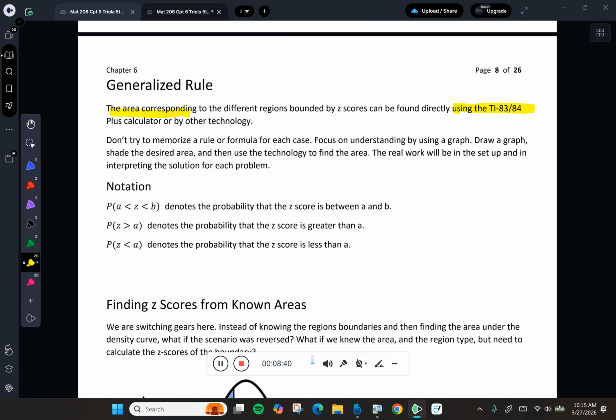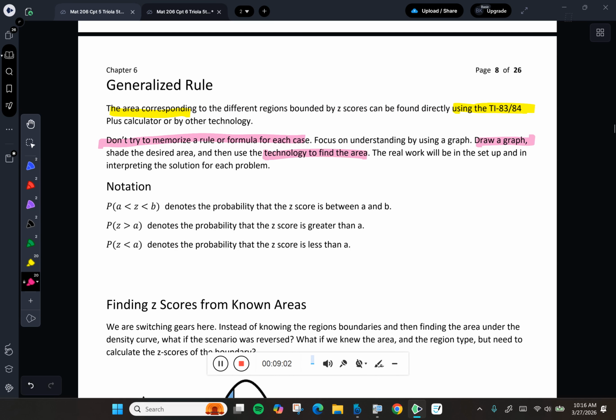Okay. This is not about memorizing a rule or a formula. We want to focus on understanding. Draw the graph. Sketch that thing out. Shade the region. Make sure you're looking at a left tail or a right tail, and then use the tech to find the area. The real work will be in the reading of the problem, setting up the problem, and working it backwards.